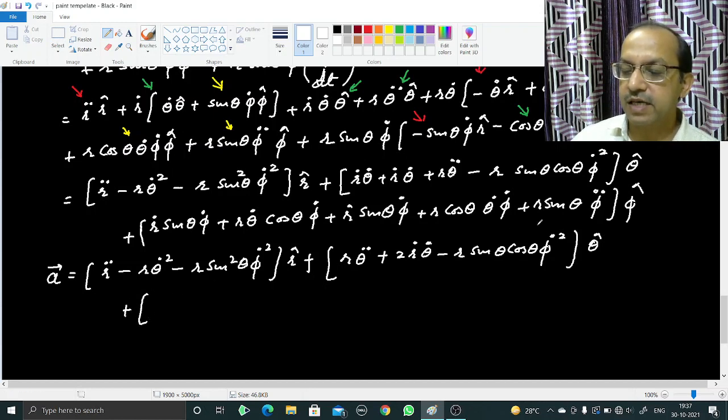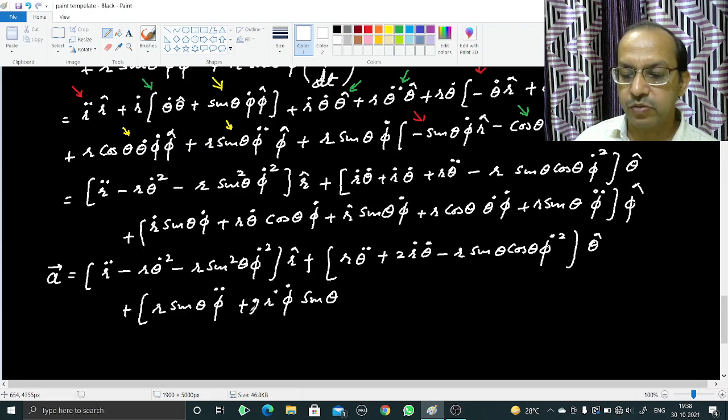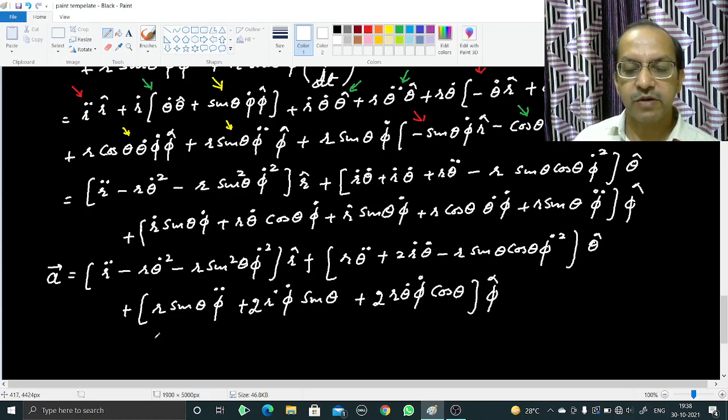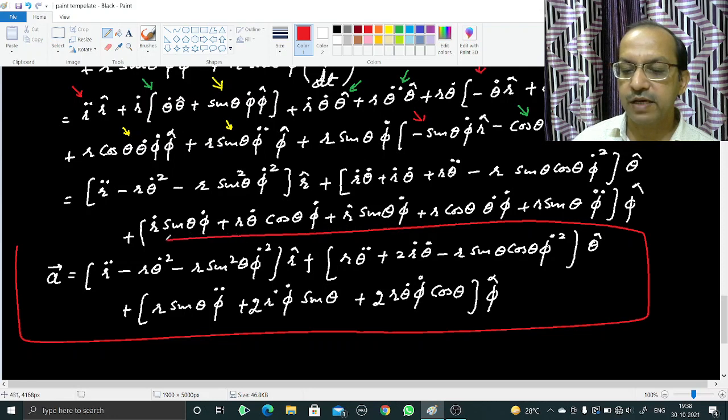Again, for this term we will write first r sin theta phi double dot. Then r dot phi dot sin theta plus r dot phi dot sin theta, and since it appears twice, it will be 2 r dot phi dot sin theta. Also r theta dot phi dot cos theta appears twice, so 2 r theta dot phi dot cos theta. That is 5 terms, 1, 2, 3, 4, 5, so we have covered all terms. So it is the required expression for acceleration of a particle in spherical coordinate system.